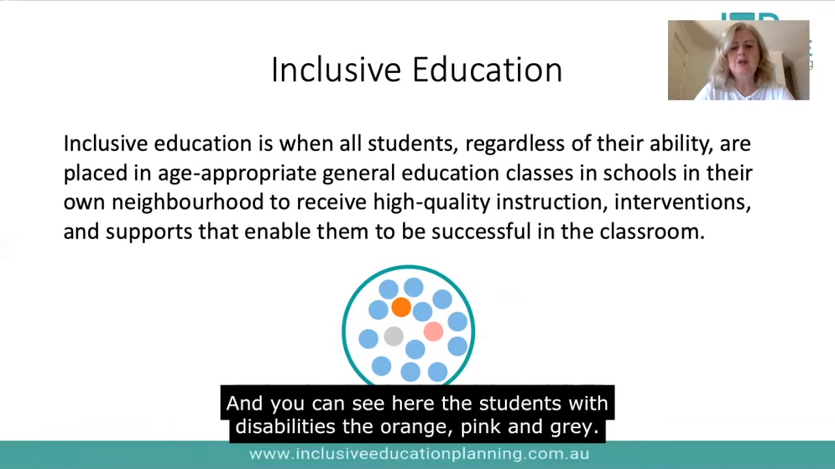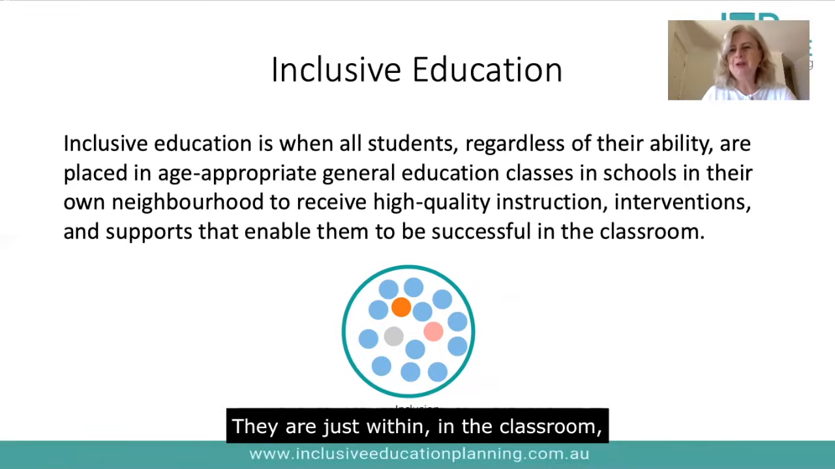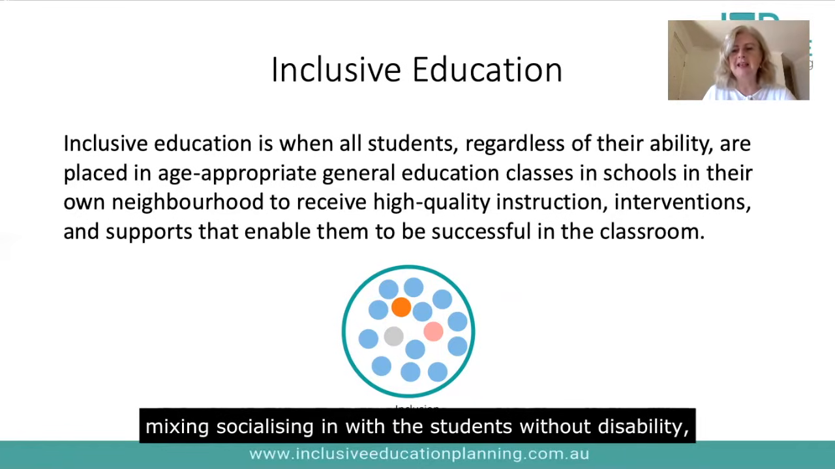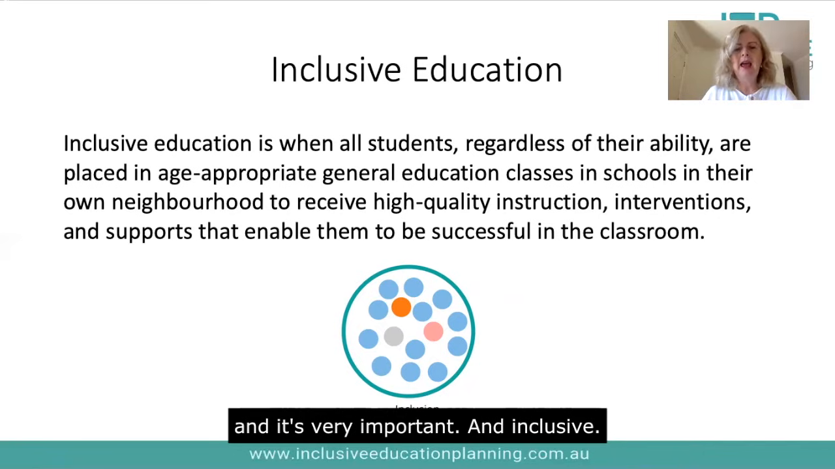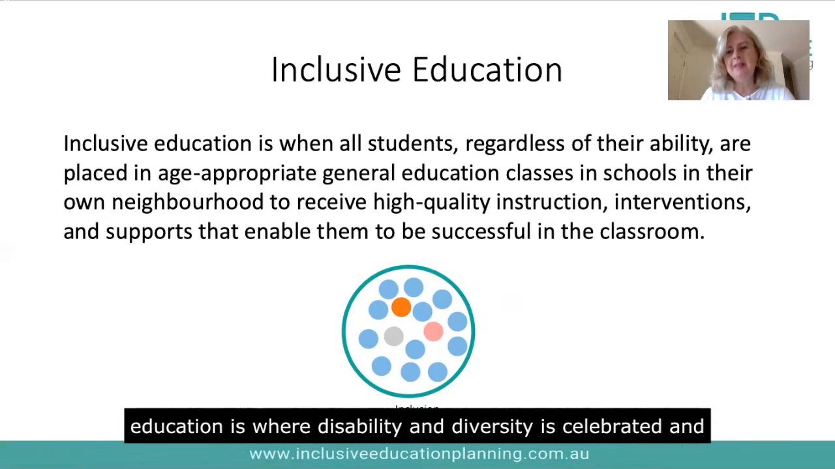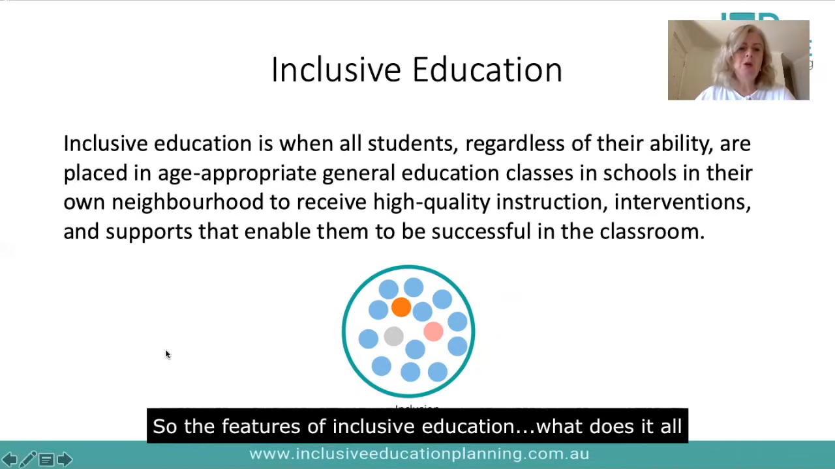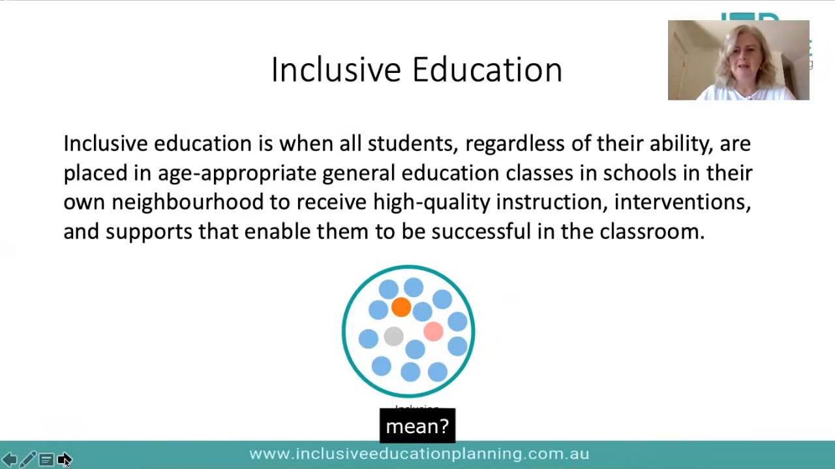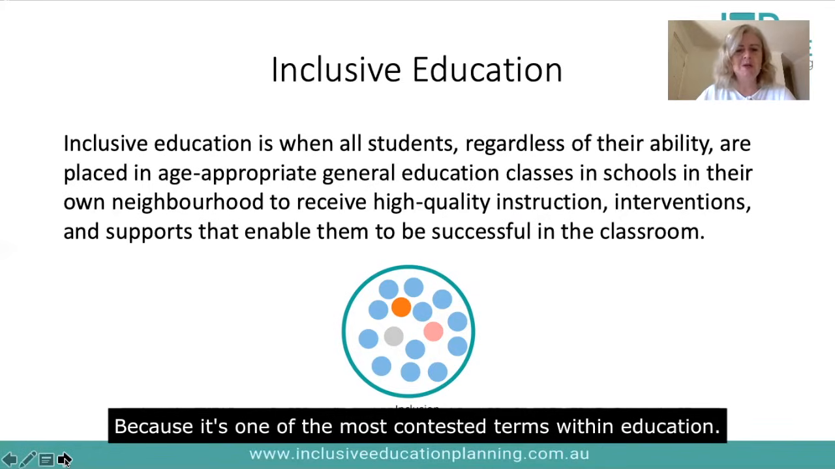You can see here the students with disabilities, the orange, pink and grey, are just within the classroom, mixing and socialising with the students without disability. It's very important, and inclusive education is a human right. One of the cultural aspects of inclusive education is where disability and diversity is celebrated and welcomed. So the features of inclusive education, what does it all mean? Because it's one of the most contested terms within education.